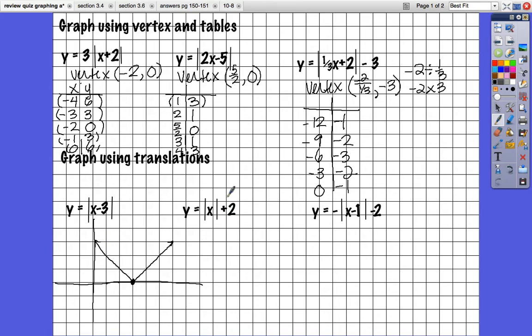This one, because the number is outside of the absolute value, that tells you what to do up or down, or vertically. So this one says go up 2. And again, this one is also positive, so the graph is going to point V up.